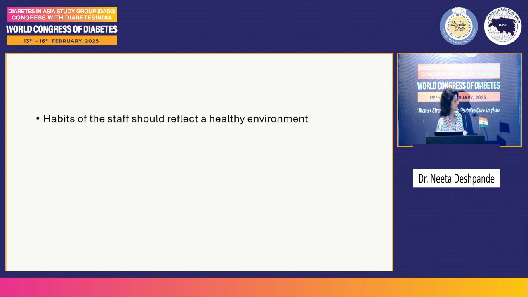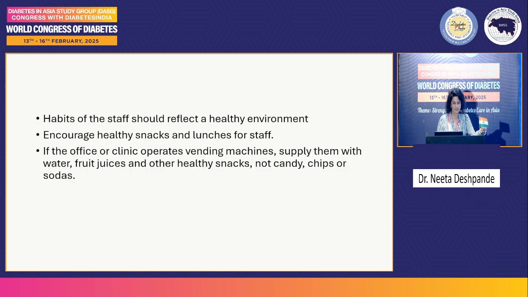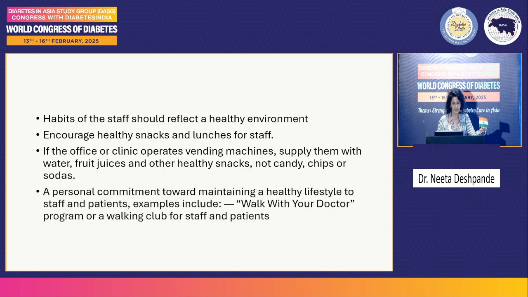The habits of the staff should reflect a healthy environment. You can't be having croissants and sandwiches and bread, too much of that in your canteen, and here you are advocating to them to have a low carb diet, something like that. So you've got to be really, really careful. You must encourage healthy snacks and lunch for staff. And if there are vending machines, not many people have this, then here also you need to take care to have the healthy stuff and a personal commitment towards maintaining a healthy lifestyle to staff and patients.